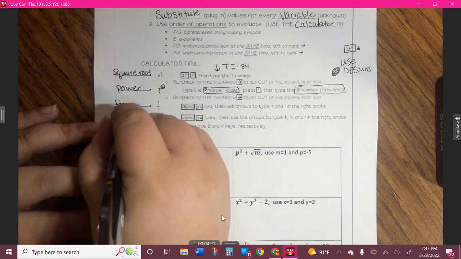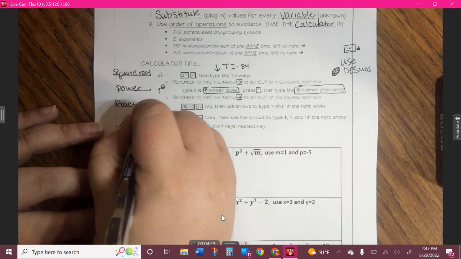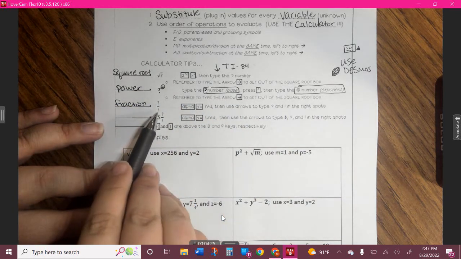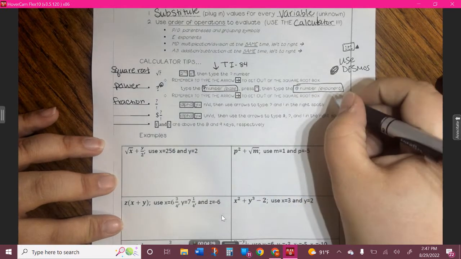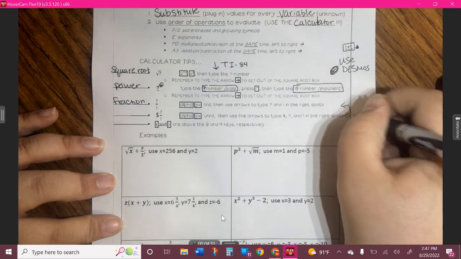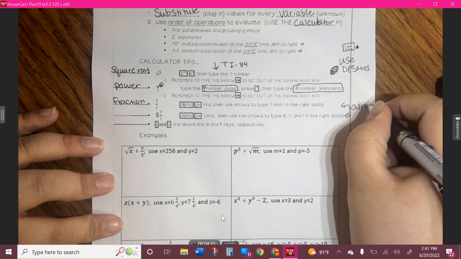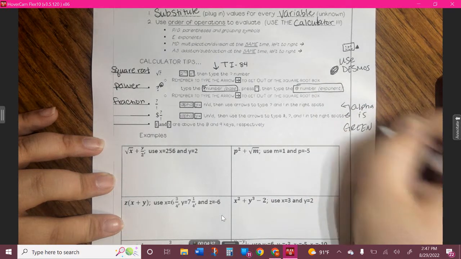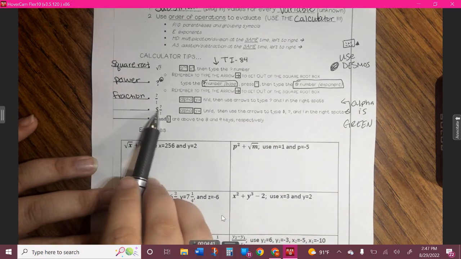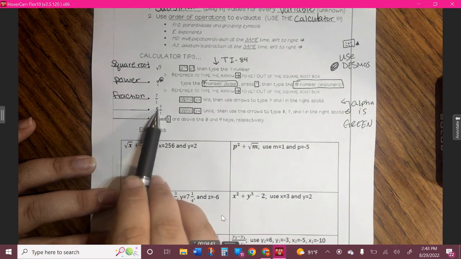After that, we've got just a normal fraction. We have a question mark as the numerator and an exclamation point as the denominator. If it helps you remember for the next two things, alpha is the green button. Some of you guys already know that because you've been typing in words. That's fantastic.